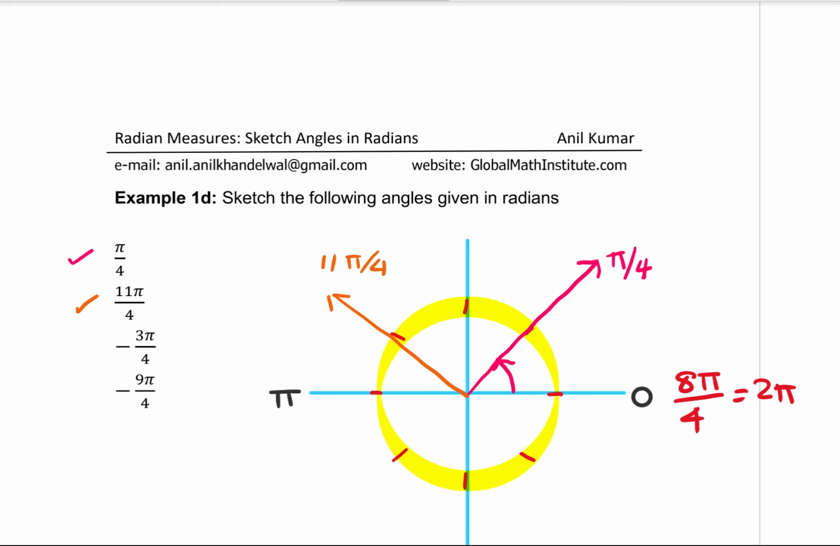The next one is minus 3 pi by 4. Means we have to go clockwise, right? So this is clockwise. Previous were counterclockwise. So minus 3 means 1, 2, 3. So that means this should be minus 3 pi by 4.